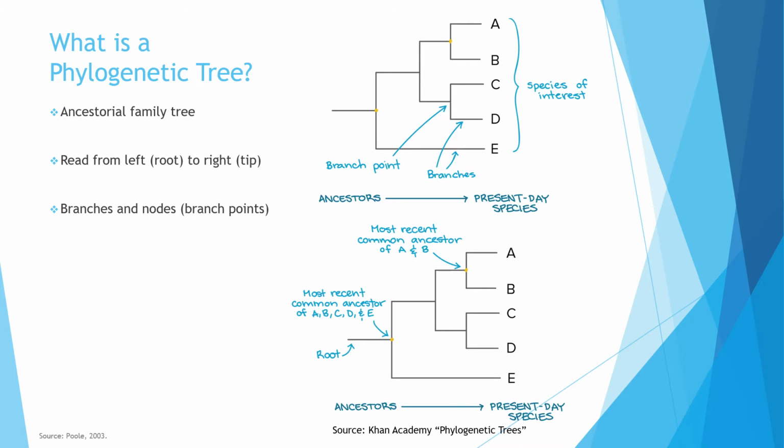Let's take this bottom image for example. For species A and B, the most recent common ancestor is the node shared between them. For species A, B, C, D, and E, the most recent common ancestor is the first node of the tree. Next, we will talk about the Canadian lynx's relation to other wildcats.